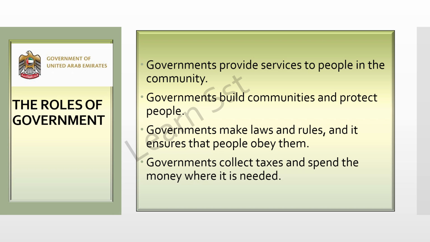They build up the communities so that we have the habit of living in the community, sharing, caring, all that we learn from the government, because the government builds such big communities and residential complexes, and protects the people. This is the very important role of the government, to protect the people. Then they make various laws and rules, and they see to it that the people obey those rules and laws. If they are not obeyed, then the laws and rules are of no use. Then the government collects the taxes and spends the money for the good of the citizens.